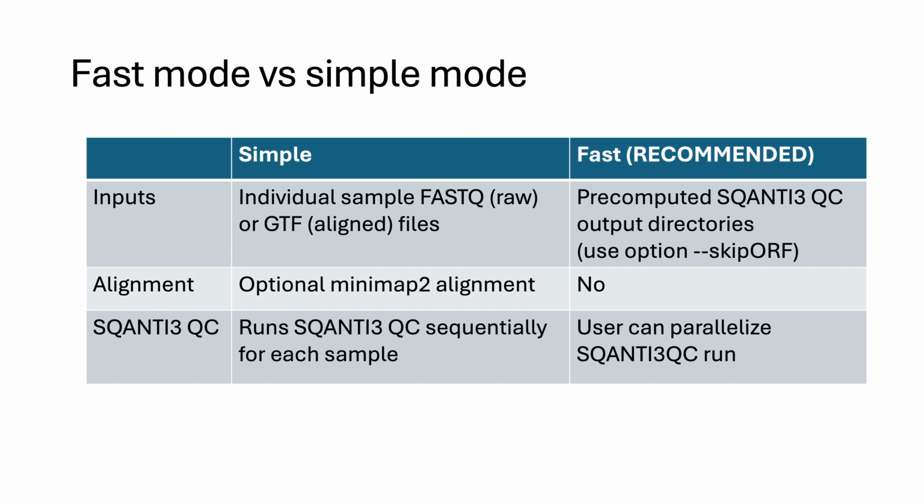Now, in simple mode, SQANTI-reads does everything for you, starting with alignment using Minimap2 by default. And then it runs SQANTI3QC sequentially across your samples. It's easier to set up and get started, but it can be much slower when you have many samples, so we typically don't recommend it if you have more than 3 samples.